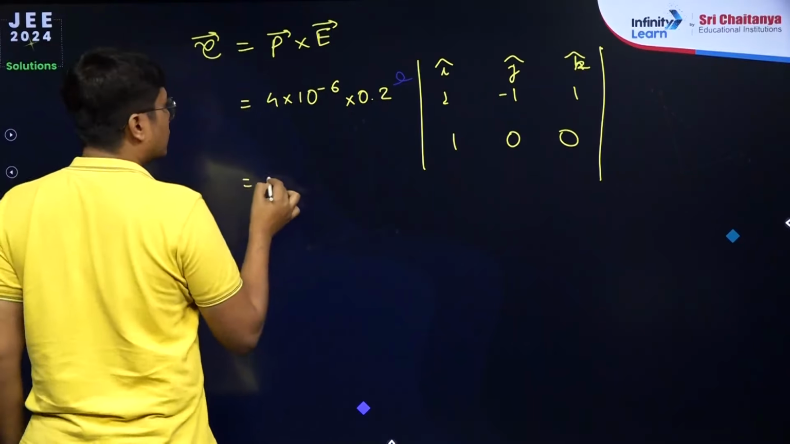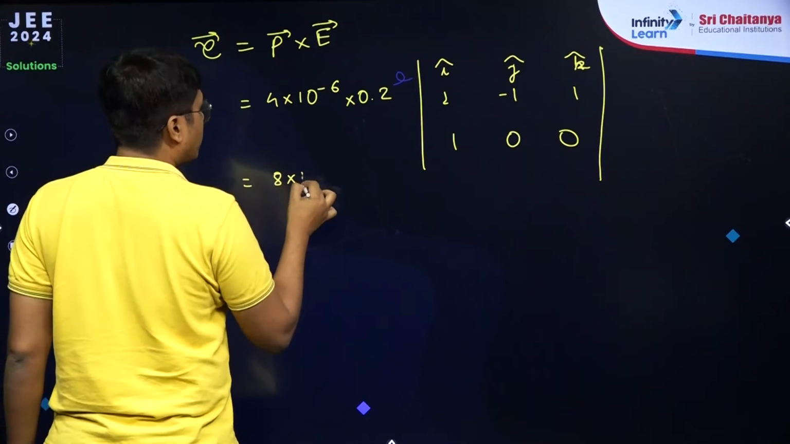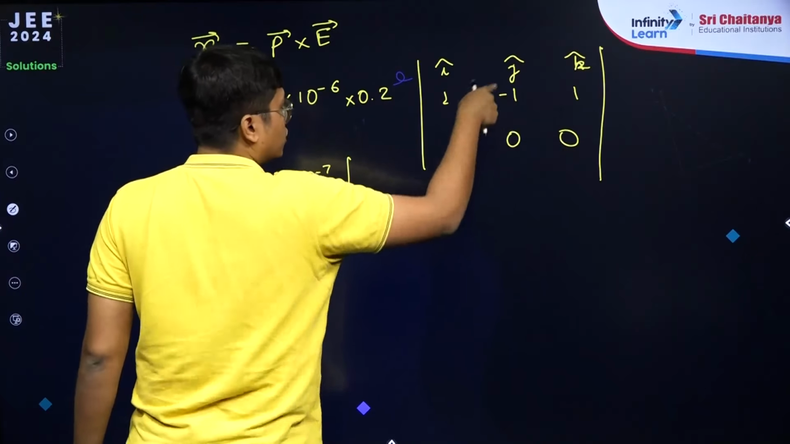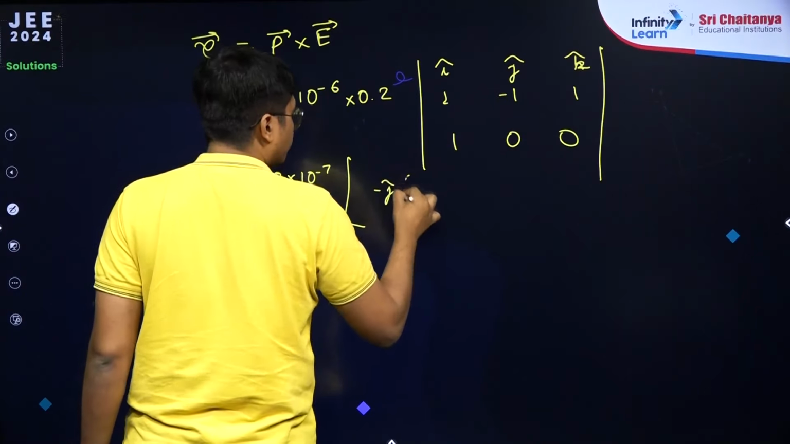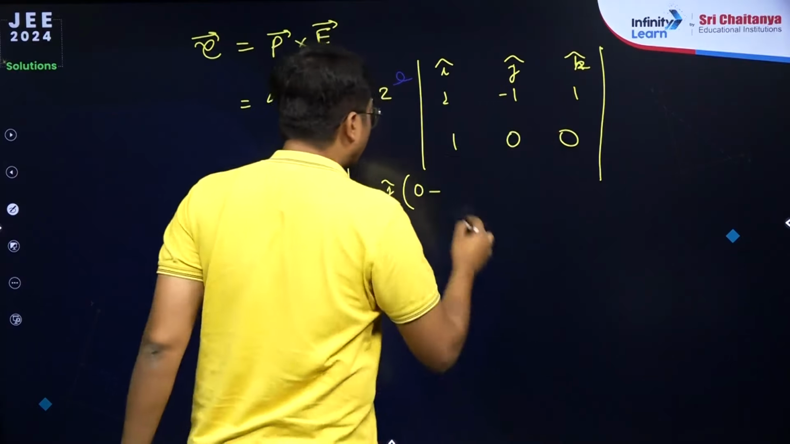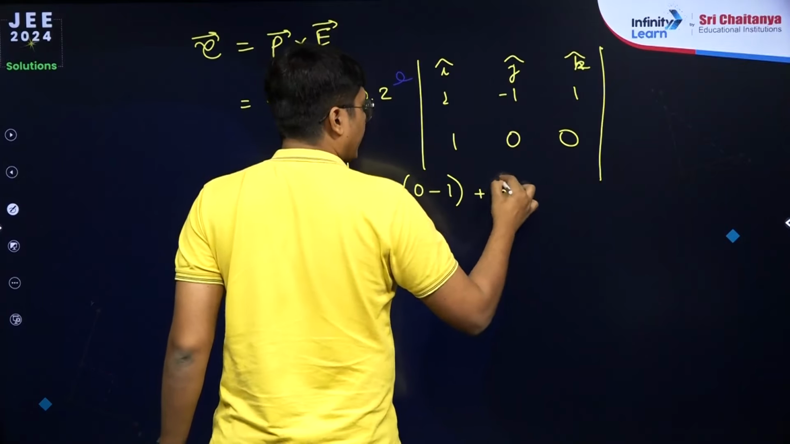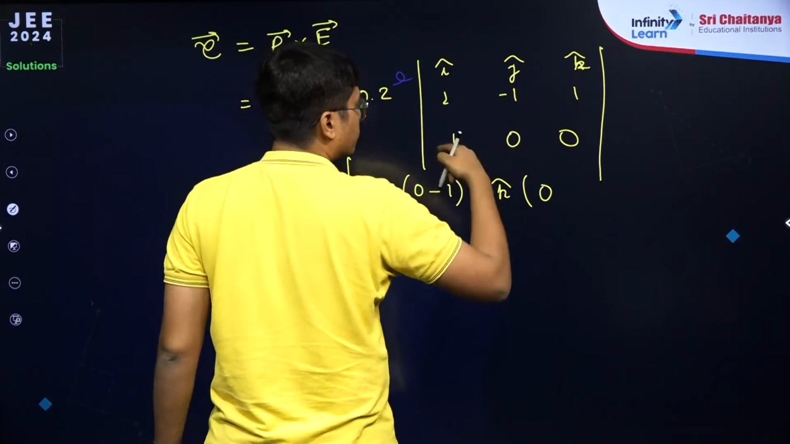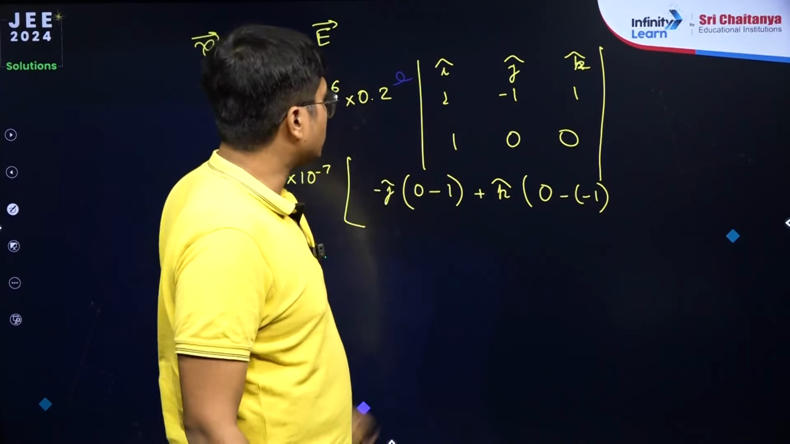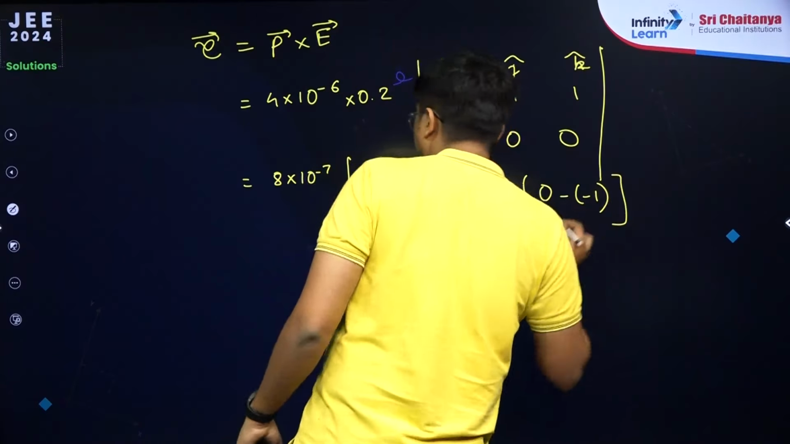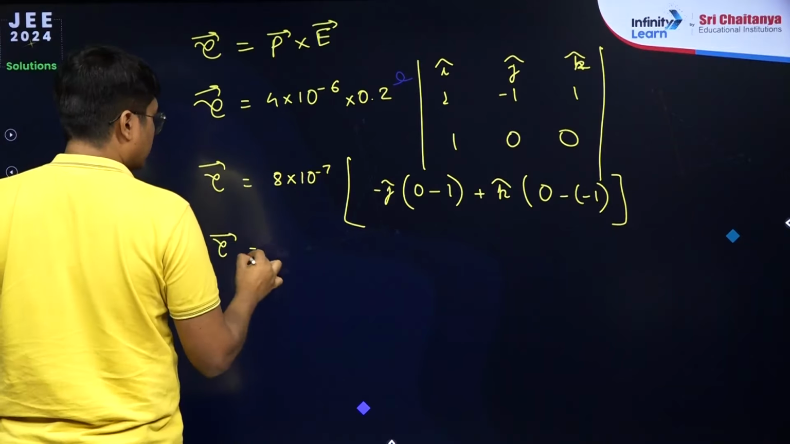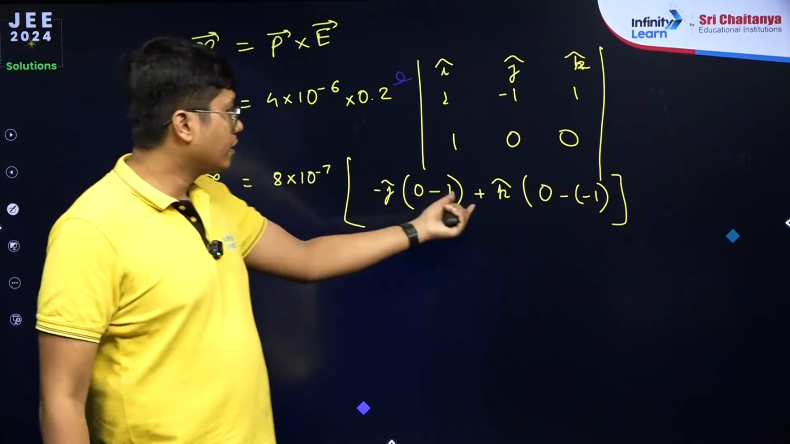So what do we get? We get this as 8 into 10 to the power minus 7. And from here, what do you get? I cap is 0, because this is 0, this is 0. J cap, minus j cap, 0 minus of 1, plus k cap into 0 minus of minus 1, because minus 1 into this 1. So this is my torque vector. So what do we get? This is j cap plus k cap.